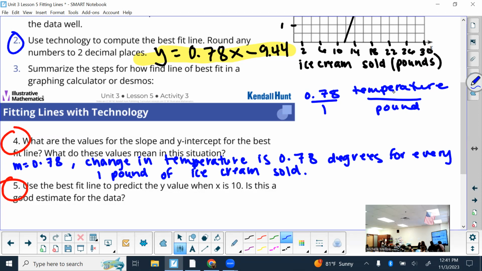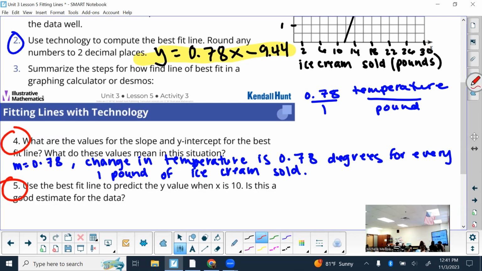Now, I wish that they reversed it because I feel like it makes more sense to say when the temperature increases, we sell more ice cream. I feel like that's what's actually going on. It's not like the more ice cream you sell, the temperature changes outside, right? But that's how they set it up. So the temperature is increasing by 0.78 of a degree for every 1 pound of ice cream sold. Questions on that? That is correct.